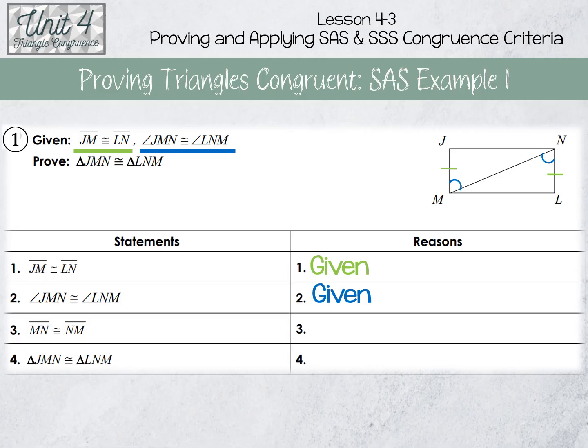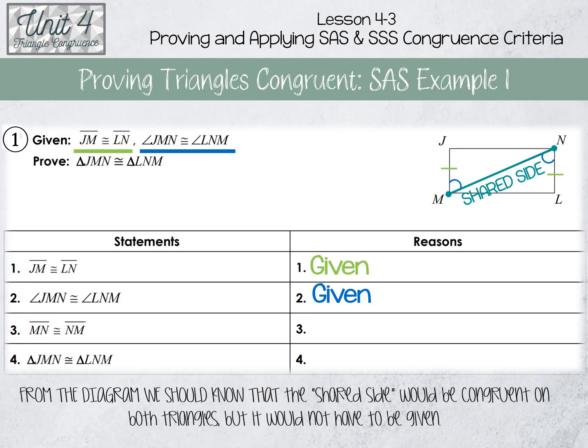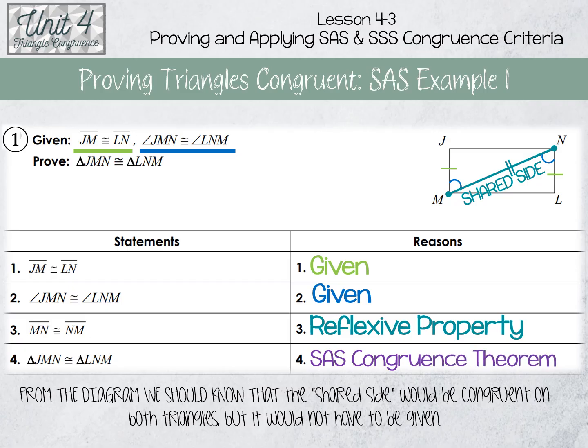So segment MN is congruent to segment NM. Now you know the order doesn't matter when you say segments are congruent, and that is a shared side. So reflexive property, that's the second thing we can tell without them telling us. So mark that. Now we do have angles in between two pair of congruent sides. So triangle JMN is congruent to triangle LNM by side-angle-side congruence theorem.